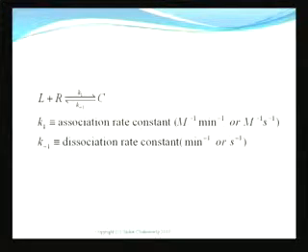So ligand is denoted by L always, R is the receptor, and C is the complex that is formed. K1 is the association rate constant, which is a second order rate constant, as you can see, molar inverse times minute inverse, or molar inverse times second inverse. And K minus 1 is the dissociation rate constant, which is minute inverse or second inverse.